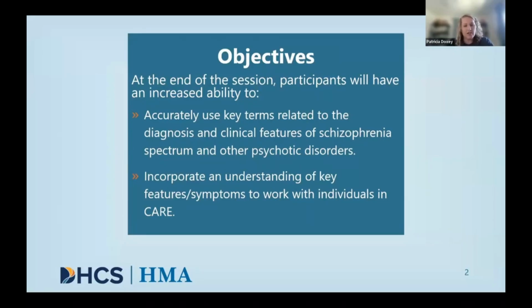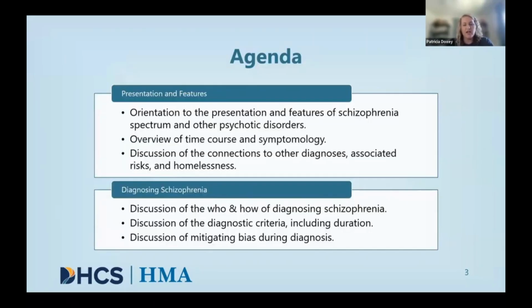So let's take a look at our two main sections for the discussion today. The first section will be focusing on the presentation of and features of schizophrenia, and look at time course and symptomology and discuss connection to other diagnoses, associated risks, and homelessness. And then the second section will focus on diagnosing schizophrenia. So the who and how of diagnosis, some of the diagnostic criteria, including duration, and a discussion of how you can mitigate bias during diagnosis.